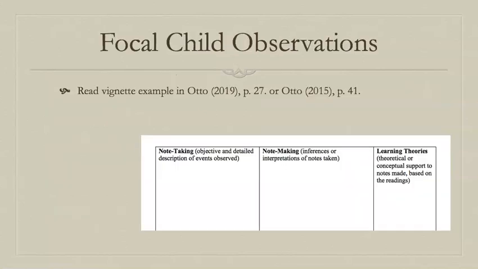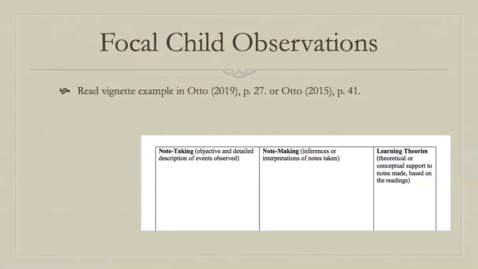So before we start, I wanted to talk a little bit about the focal child observations because this week we're going to begin submitting them. So in your auto book, it's going to be on page 27 for the 2019 version and on page 41 for the 2015 version. In those pages in that book, chapter 3 begins with a vignette. And in the vignette, Eric and his mom notice a dog and have a conversation about it.